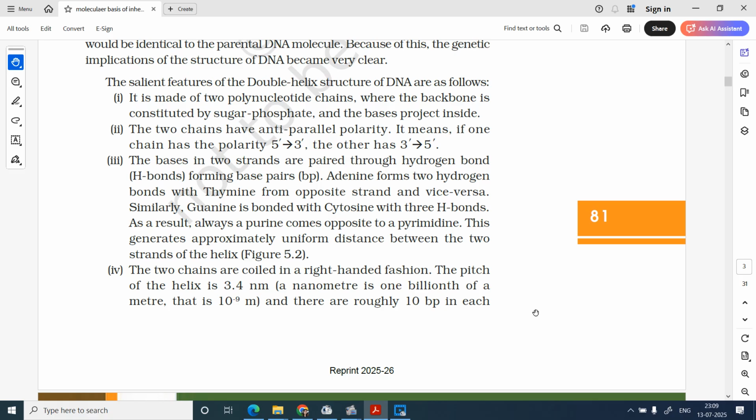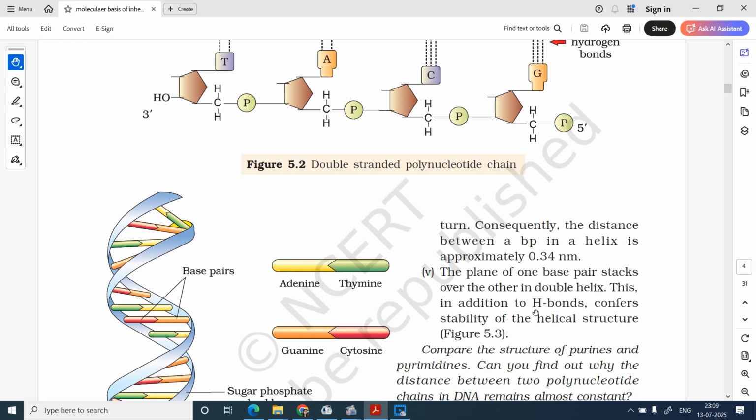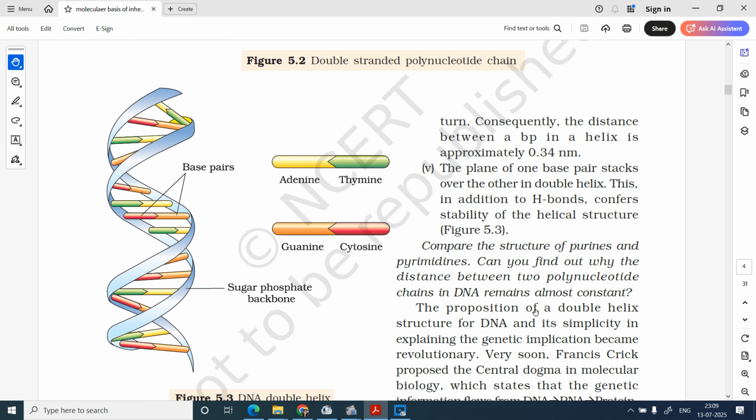Fourth, the two chains are coiled in a right-handed fashion. The pitch of the helix is 3.4 nm. A nanometer is one billionth of a meter, that is 10 to the power minus 9 meter, and there are roughly 10 base pairs in each turn. Consequently, the distance between a base pair in a helix is approximately 0.34 nm. The plane of one base pair stacks over the other in the double helix. This, in addition to hydrogen bonds, confers stability on the helical structure.